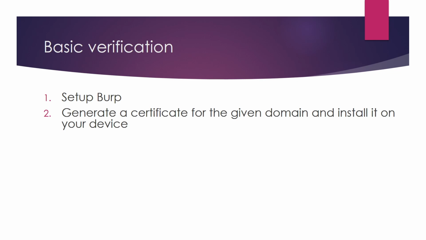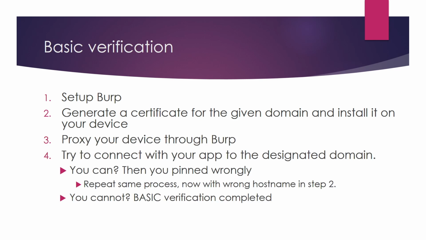So basically, you set up Burp. You can use Burp to generate a certificate for the given domain and install that on your device as an additional certificate. Then you proxy your device through Burp. And the next thing is you try to connect with your app at the designated domain. If you can, then you probably pinned wrongly. So something is wrong because right now it should break. And you can repeat the same process, but now with a different host name from step 2.